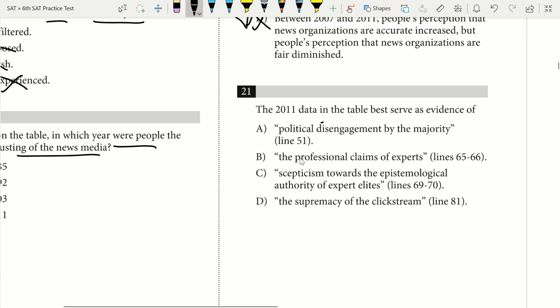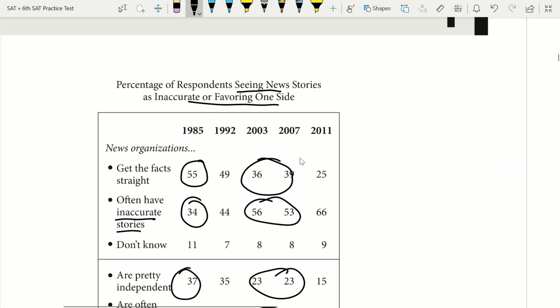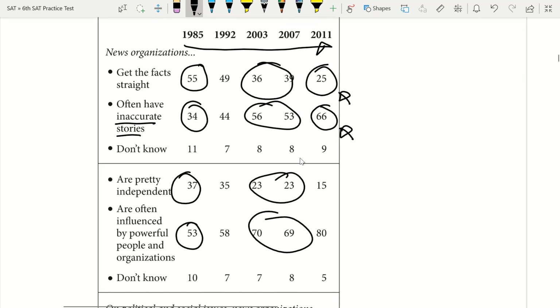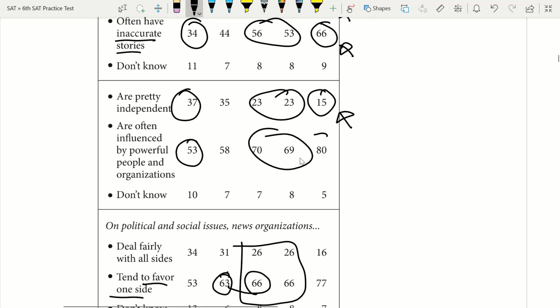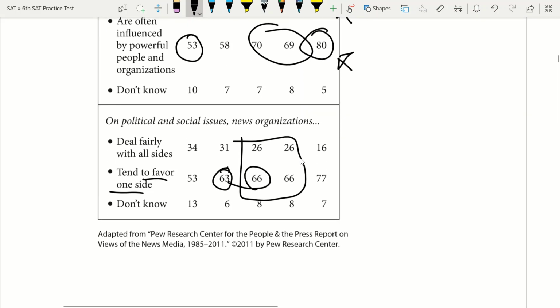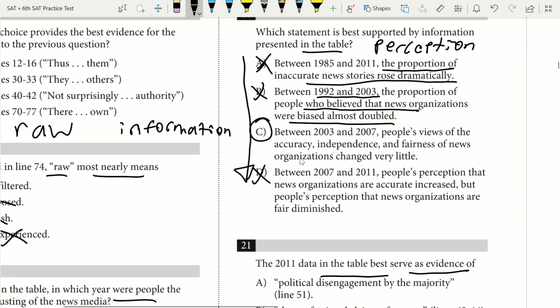The 2011 data in the table best serves as evidence of what? All right, well, the 2011 data in the table, let's go take a look at it. We talked about in our passage about increasing distrust in the news. Let's see if it shows that, because increasing distrust would occur over time, so we'd probably expect to see a peak in distrust in 2011. We see we have them trusting them as getting the facts rates at an all-time low. Them thinking they have inaccurate stories is at an all-time high, so that's really showing that they do not trust the news. Them thinking they're independent, all-time low, also showing they don't trust the news. Them saying that they are influenced by powerful people and organizations, all-time high, which shows that once again they do not trust the news. All-time low in dealing fairly with all sides, showing they do not trust the news. Okay, so people do not trust the news at all. So that's really the trend we see.